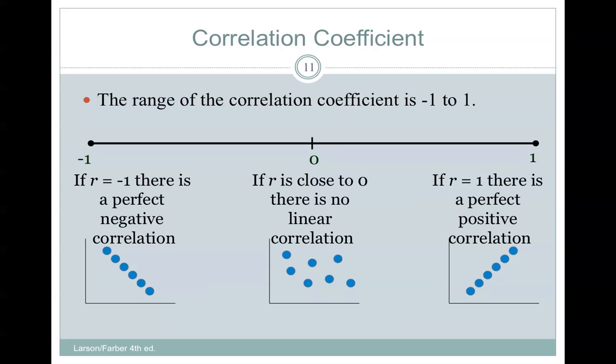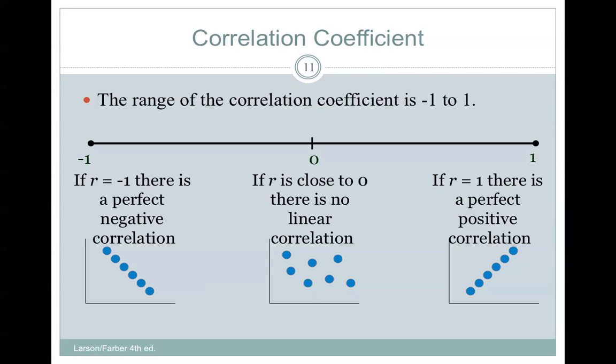Anything really close to 1 we would call really strong, and anything really close to -1 we would call really strong as well. The negative and the positive doesn't have anything to do except for the direction and the value of R. Just because it's negative, all we care about is that it's close to -1.